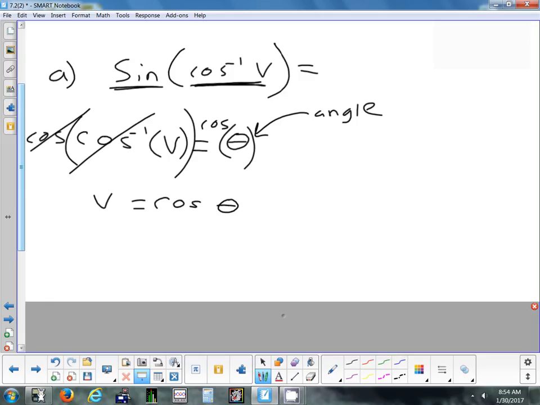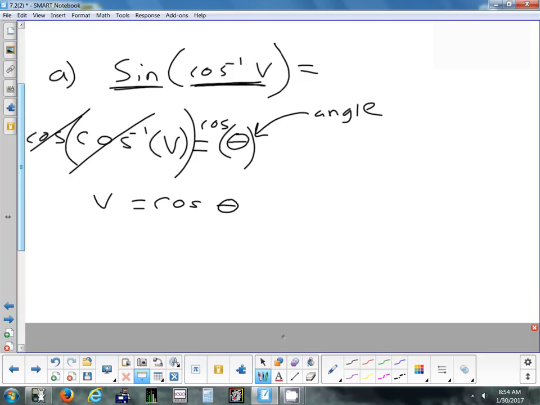Now I'm going to draw a picture of that. And this is where opposite, adjacent, and hypotenuse are going to come in. Put theta wherever you want. Put it at the top, put it at the bottom. It doesn't make a difference. I'm going to put it right here. Now, I want this picture to represent that equation. I want the cosine of this to equal v.